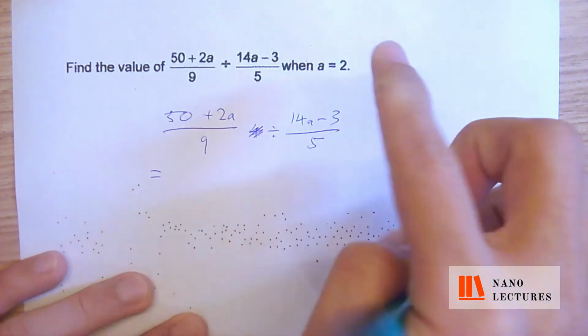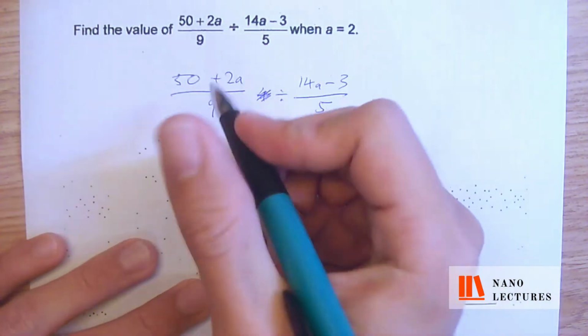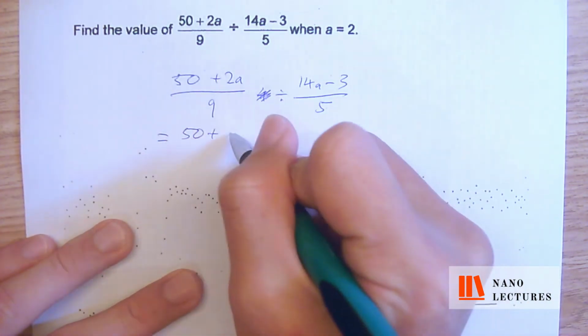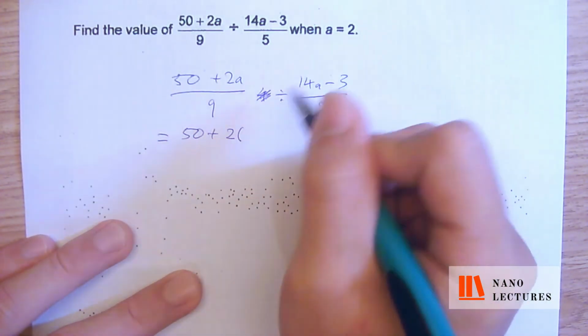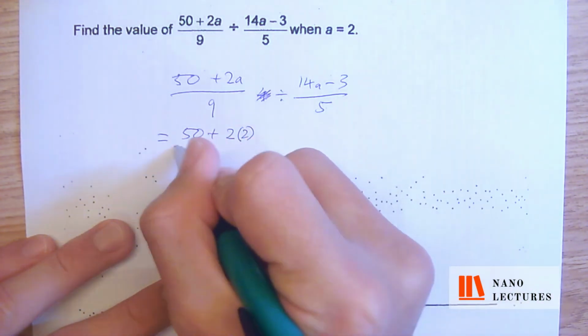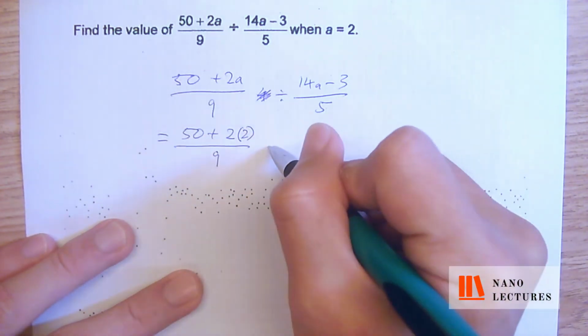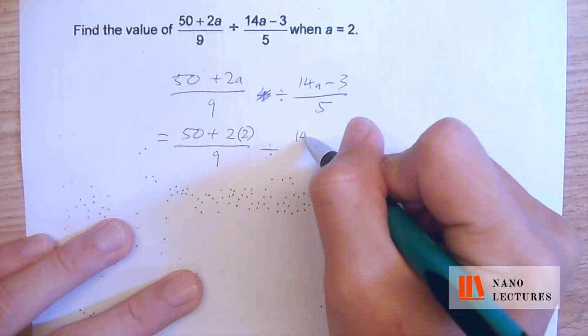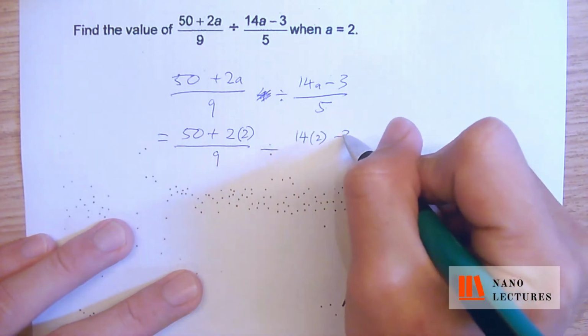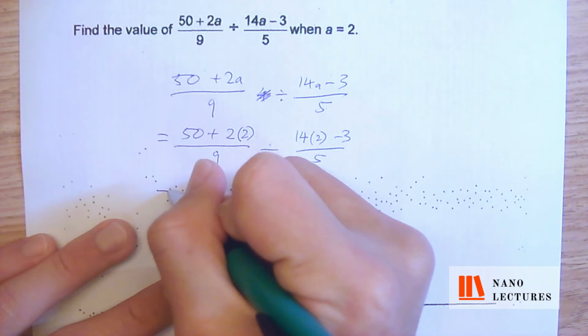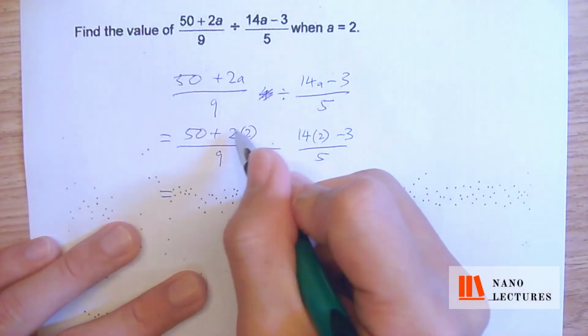After that, substitute all the value of a inside. So this will give us 50 plus 2. Instead of writing a, write down 2 because the value of a is 2, over 9. Everything else remains the same. Instead of writing 14a, write 14 bracket 2, minus 3 over 5. Okay, now what will this give us?